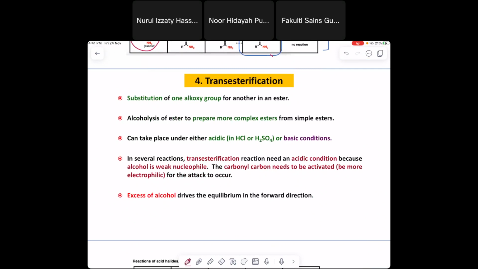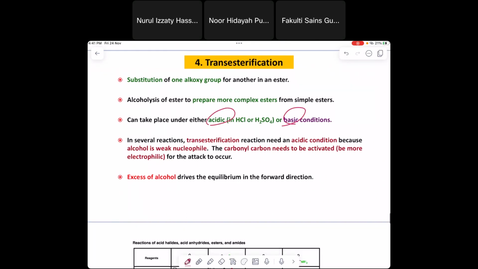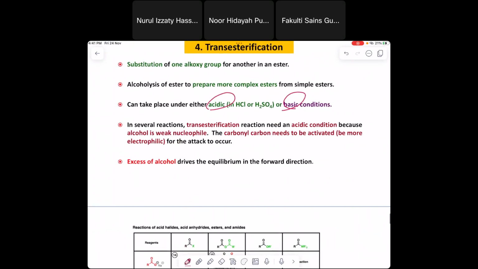Okay, so this is a way where we can actually form more complex ester. And dia ada mention kat sini from your notes, it will happen acidically and basically. So usually kita perlukan acidic conditions, but again alcohol is a very weak nucleophile, not a strong base, ataupun not a strong nucleophile.